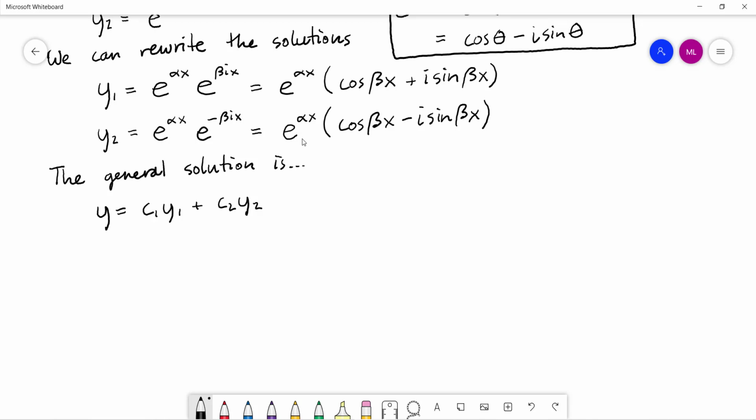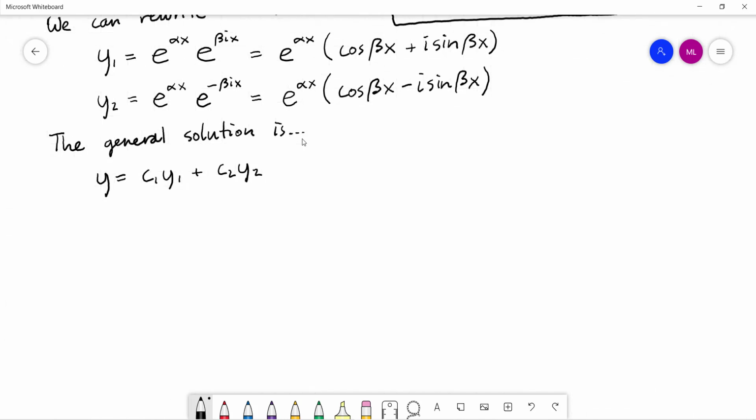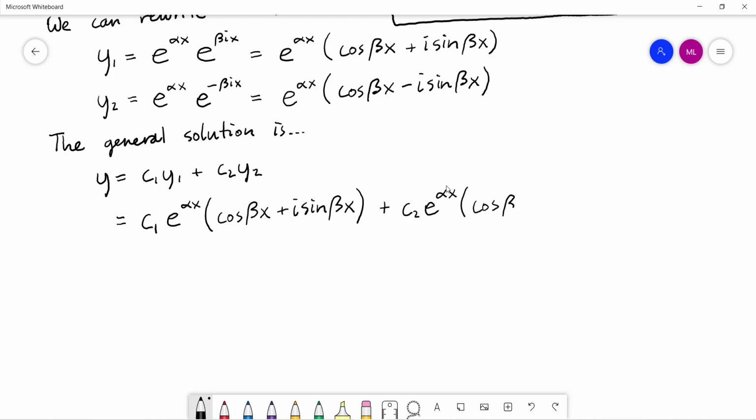So let's think of it like this. We're going to have c1 times our y1, which was e to the alpha x times cosine of beta x plus i sine of beta x. Good, so there is the way that we've written c1 times y1, right? Here's our y1, plus c2, not forgetting the real part here. So c2 times y2. So I need my e to the alpha x, which I've taken care of. And now I need my cosine of beta x minus i sine of beta x.